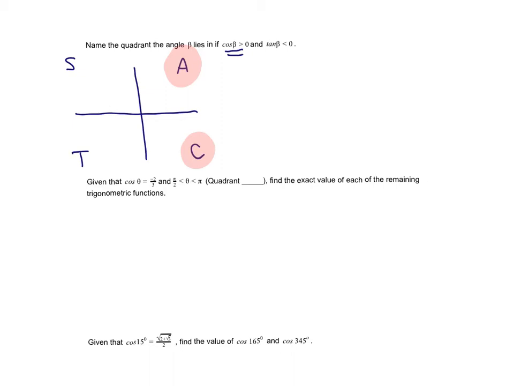Well, tangent is negative in quadrant 2, and it is negative in quadrant 4, because it's positive in quadrant 1, because all the trig function values are positive in quadrant 1, and it is positive in quadrant 3 because there's our T. So since the only overlap is in quadrant 4, I know this angle has to be in quadrant 4. So if I were to graph this angle, it goes down here somewhere.